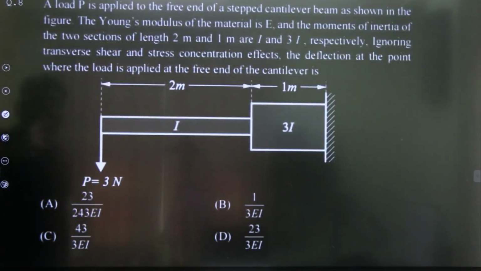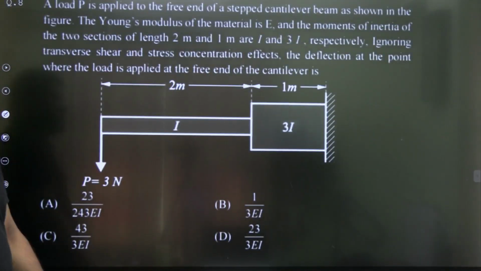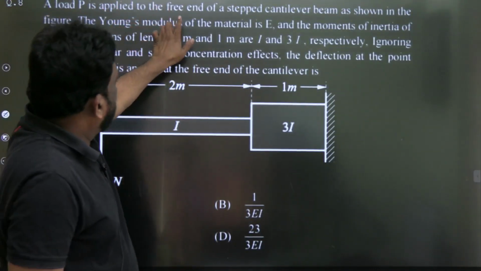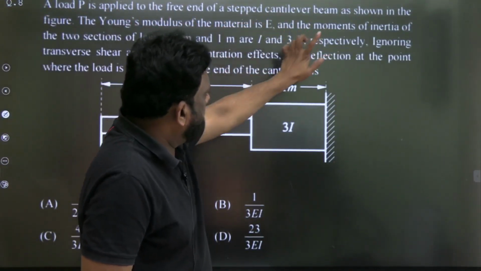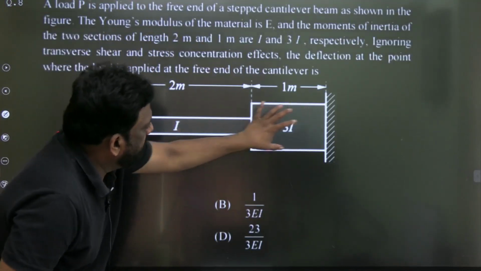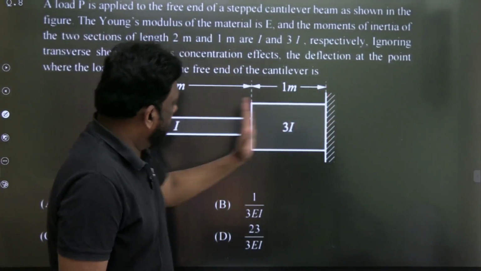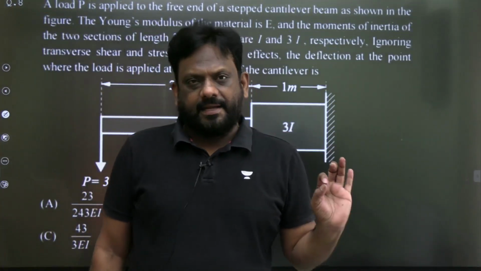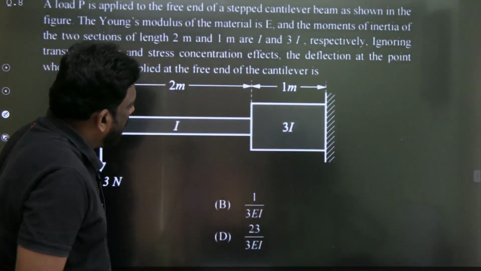Let's take another question. Take it easy. Yes, this one. Let's take this question. Please read this question. A load P is applied to the free end of a stepped cantilever beam as shown. So it is a stepped cantilever. This is the fixed end and this is the free end, but please note down that it is not prismatic. So the cross section is varying along the length.